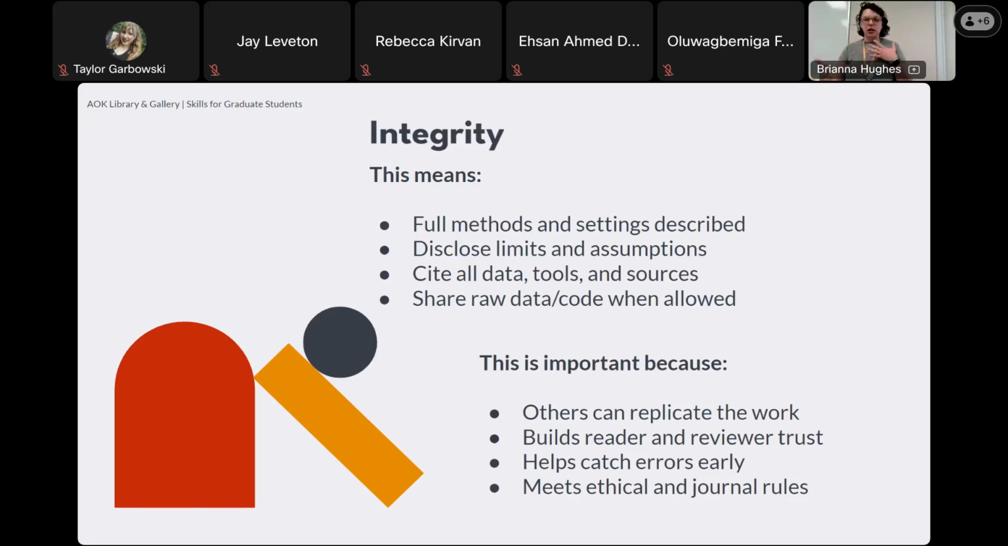Integrity works a lot towards building trust with your readers, whether they're, again, a grant panel or a review panel. It enables folks to replicate your work, and also, thinking about journal and ethical requirements, making sure that you're meeting all of those requirements.